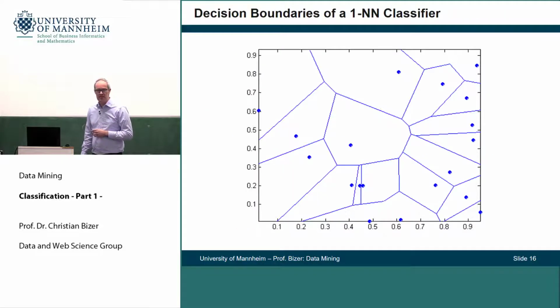An example here, these are the decision boundaries of a K1 classifier. So basically, the classifier always looks at the closest point in the neighborhood, and depending on the distribution of points, we get these areas. If an unseen example falls in these areas, it gets classified according to the point. We will see in a second that for decision trees, these decision boundaries are always parallel to the axis. So that's one advantage of KNN, that we have this flexibility here.